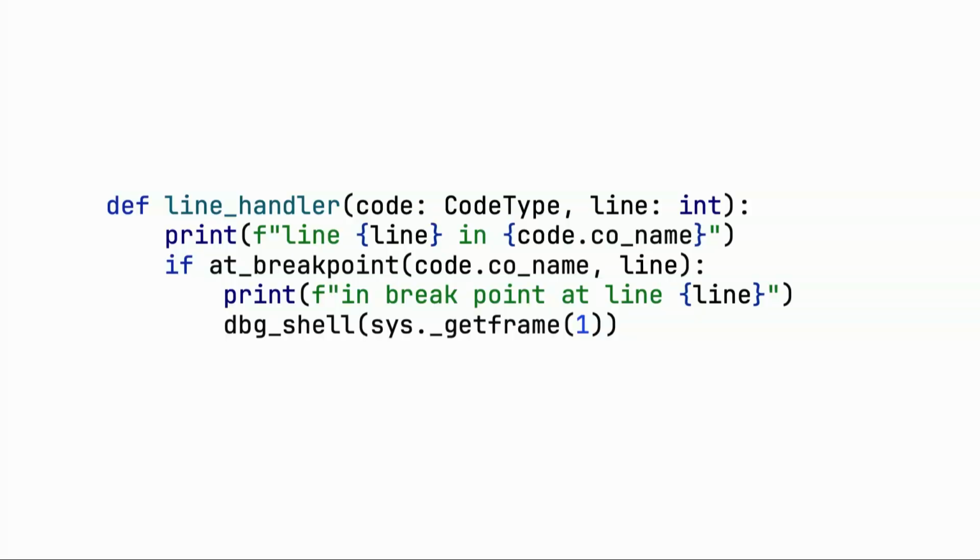So here we're in the line handler, and it looks the same as before. We check at the breakpoint, are we at this breakpoint in this line, and it's fine, and we restart the shell. And you see here, we still have to use the sys._getframe here. That's a pity, but they didn't include an API for this. But it's still there, so we can use it.